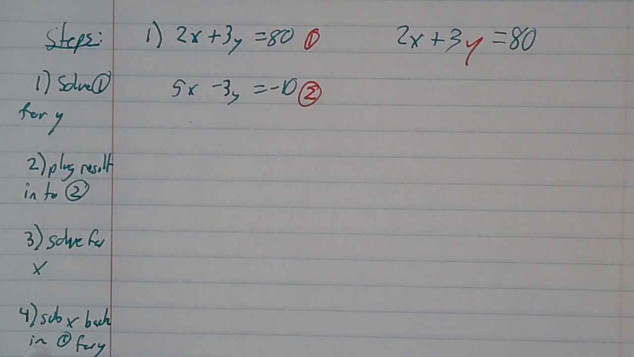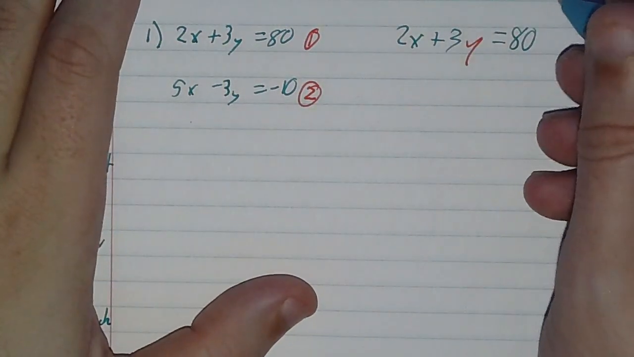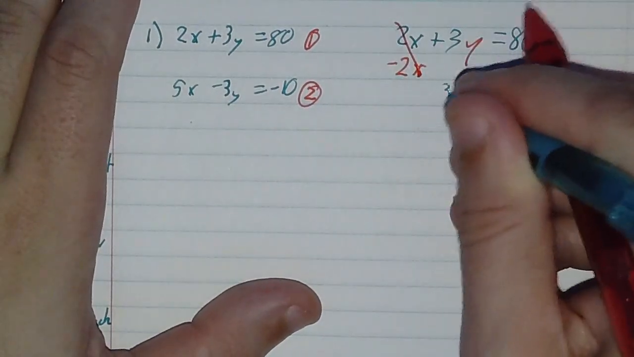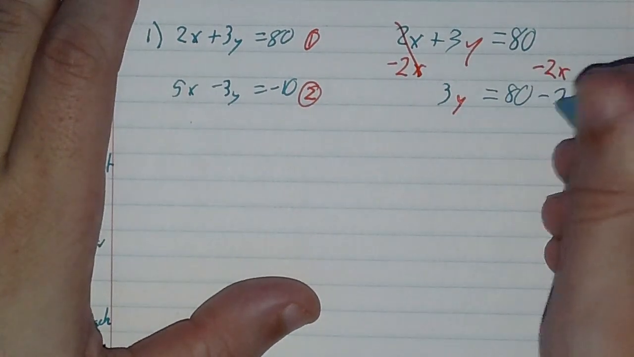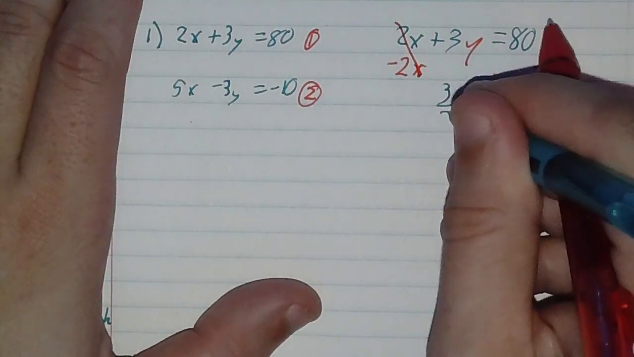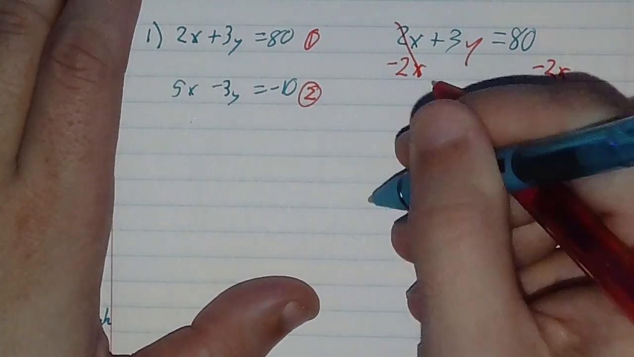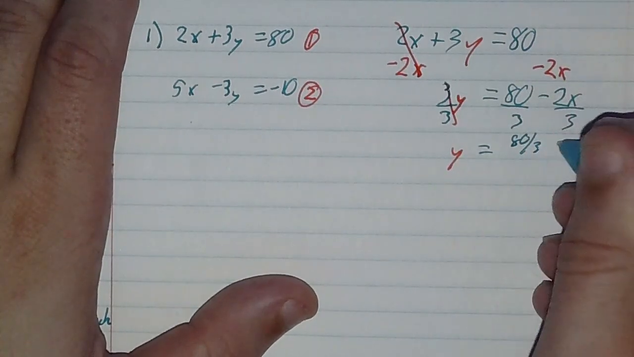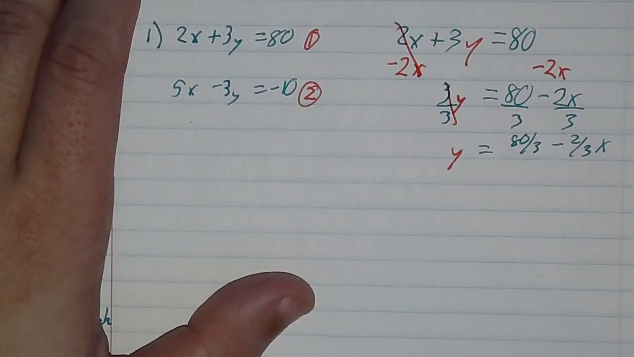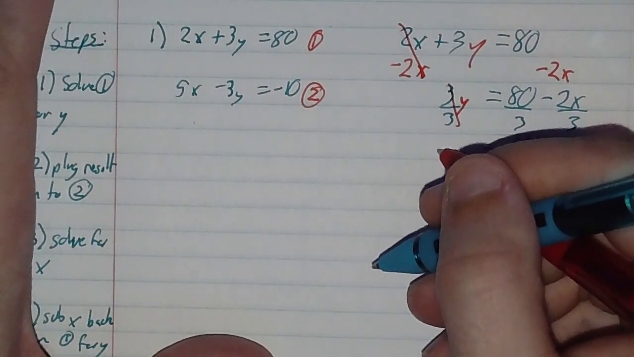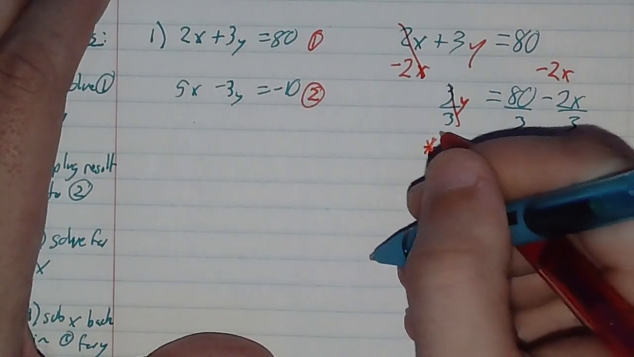Okay, so solving this for y, I need to subtract 2x from both sides, which has the effect of canceling the 2x from the left-hand side and moving it to the right-hand side as such. And then I need to divide off the 3, which has the effect of canceling the 3, leaving me that y is equal to 80 over 3 minus 2/3 x. Okay, and that's what step 1 looks like. I've just solved equation number 1 for y. So this is equation number 1 just in a different form, and I'm going to call it star right now just to refer to the result.